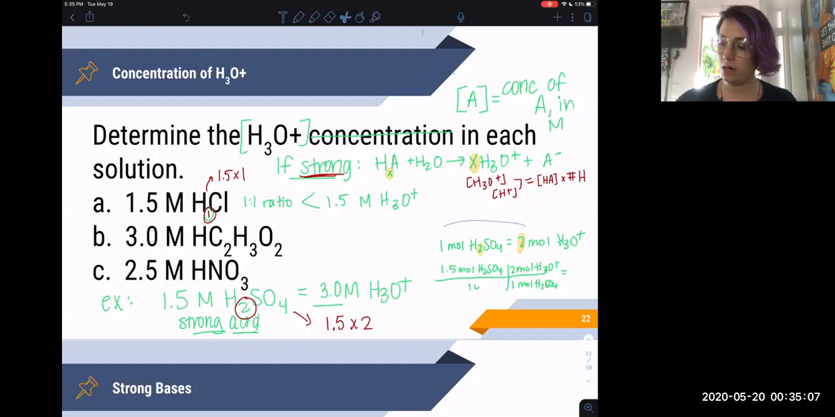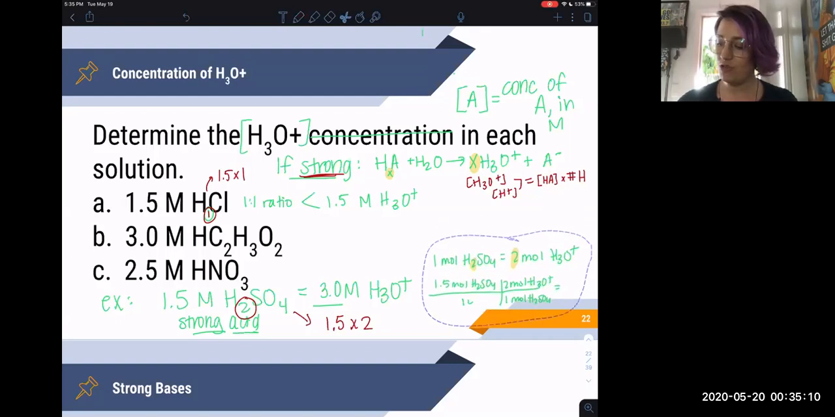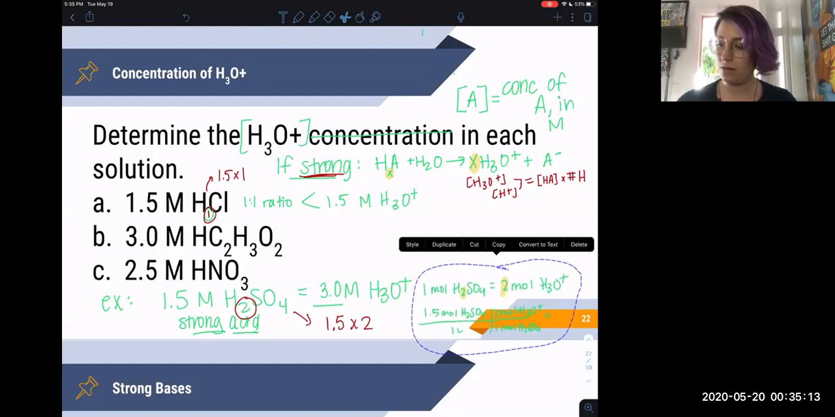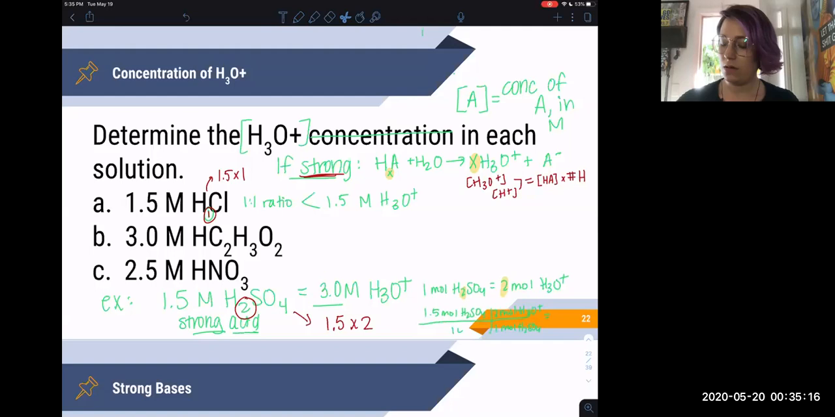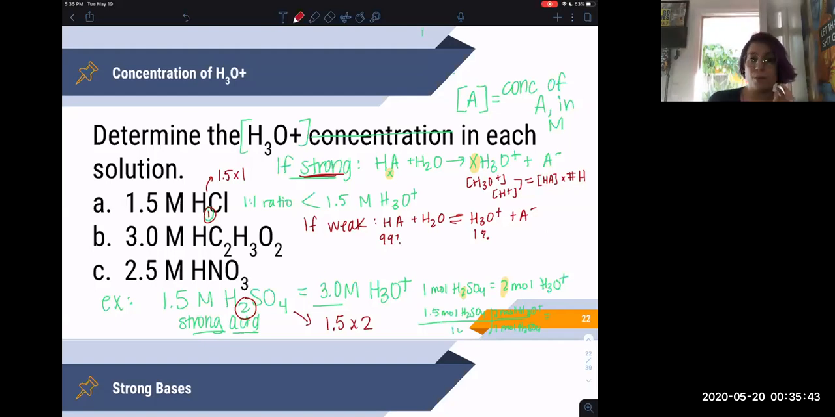If it's weak, you do that math, and then you just say less than. Because it's back and forth, this is like 1%, and this is like 99%. So you can't actually do the math yet. There is math to be done to actually figure it out. So you're just going to guess. So we're just going to do an estimate.